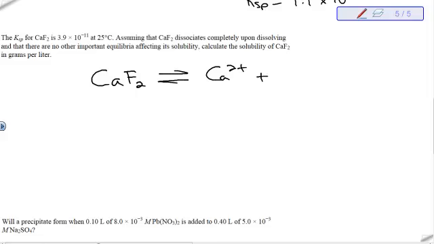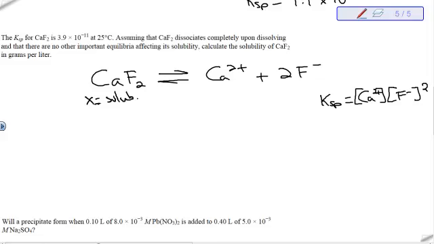So writing the expression in this form, writing the KSP expression off to the side, now we should have enough information. KSP is given, we'll get back to that in a second. So because this is a solubility product constant, I'm going to say X equals the solubility.